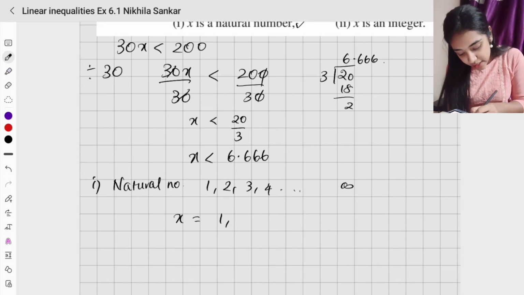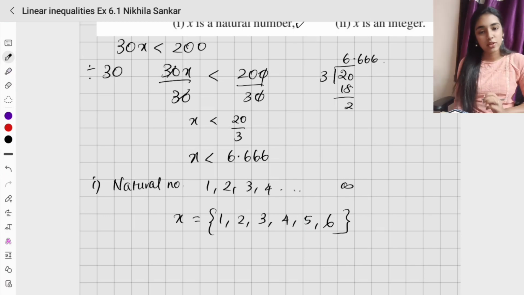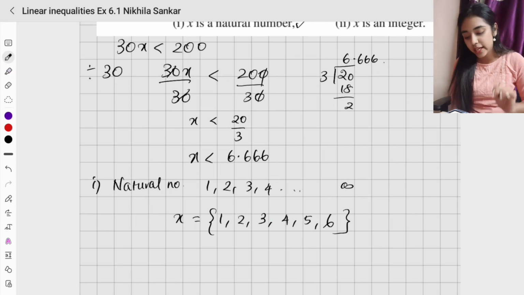x can take the values 1, 2, 3, 4, 5 and 6. You can take all these 6 values. So these are the values of x. This is the set of all values, the solution set for x. So this is for natural numbers.